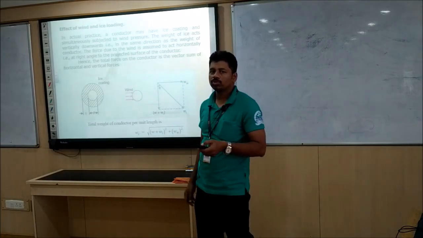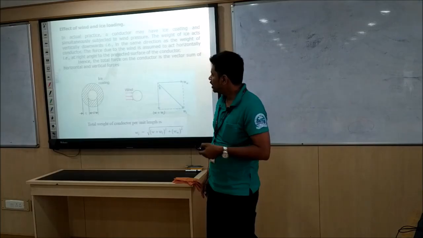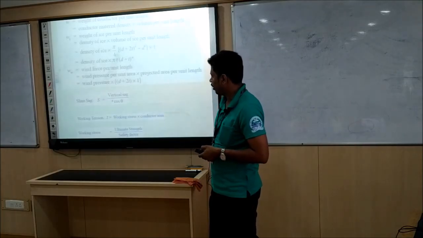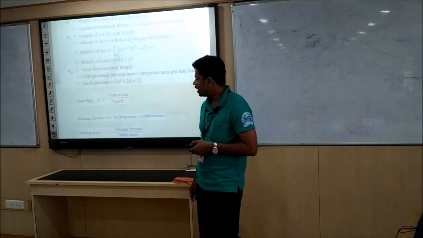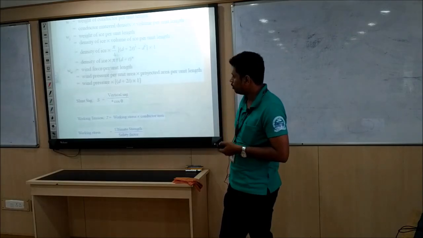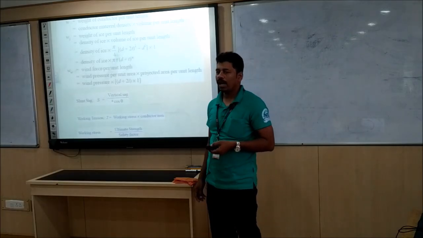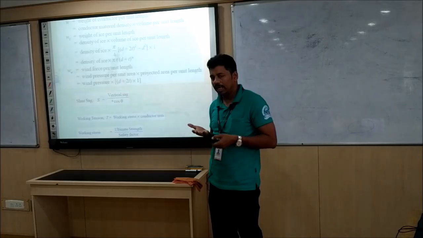S is equal to Wl square by 8T. Your total weight is different. That is why everything is getting different. So that is called the slant sag, which is vertical sag by cos theta. That will give you. To find the tension, I always say that there is a tension which is acting tangentially.